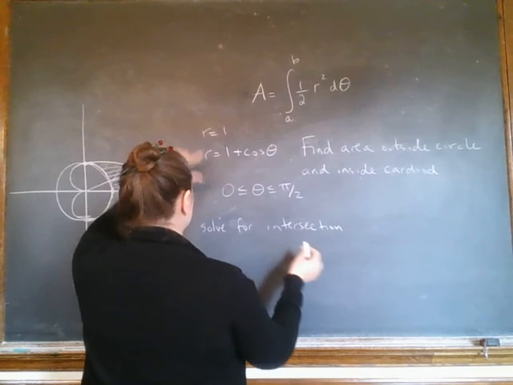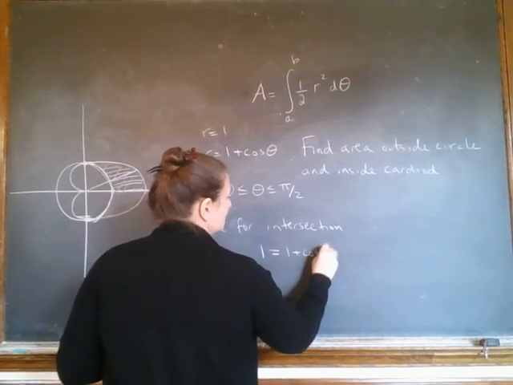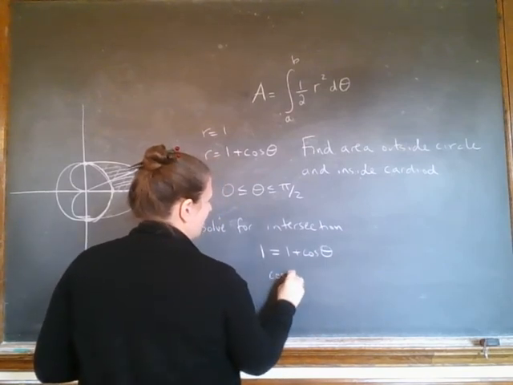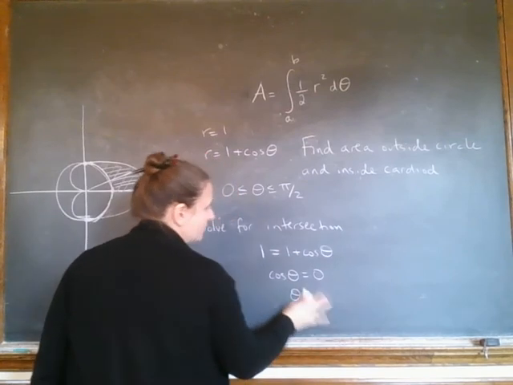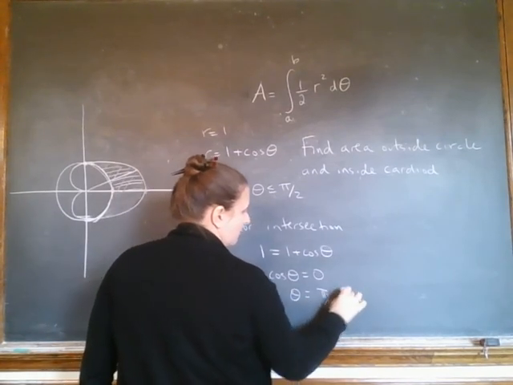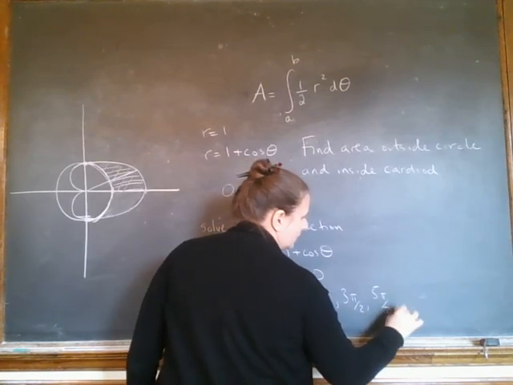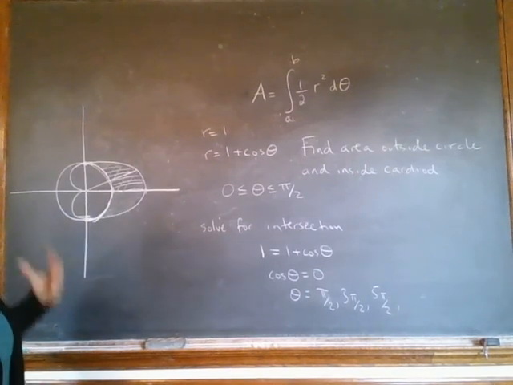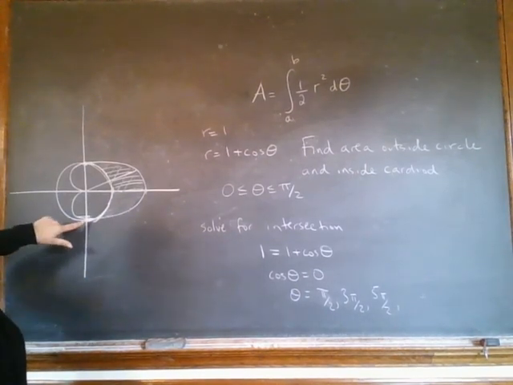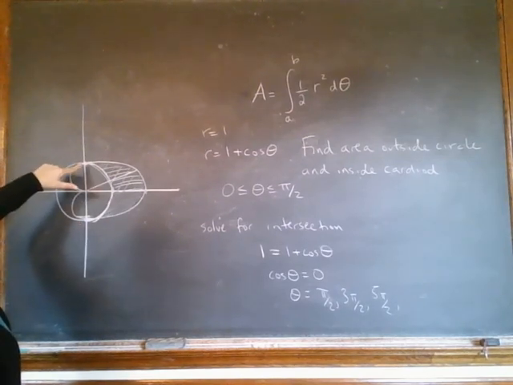I just let the 2 equations equal each other. 1 equals 1 plus cosine theta, right? So cosine theta equals 0. Theta equals pi over 2, 3 pi over 2, 5 pi over 2, etc. But I do have to be a little bit clever because this one corresponds to 3 pi over 2, and this one corresponds to pi over 2.